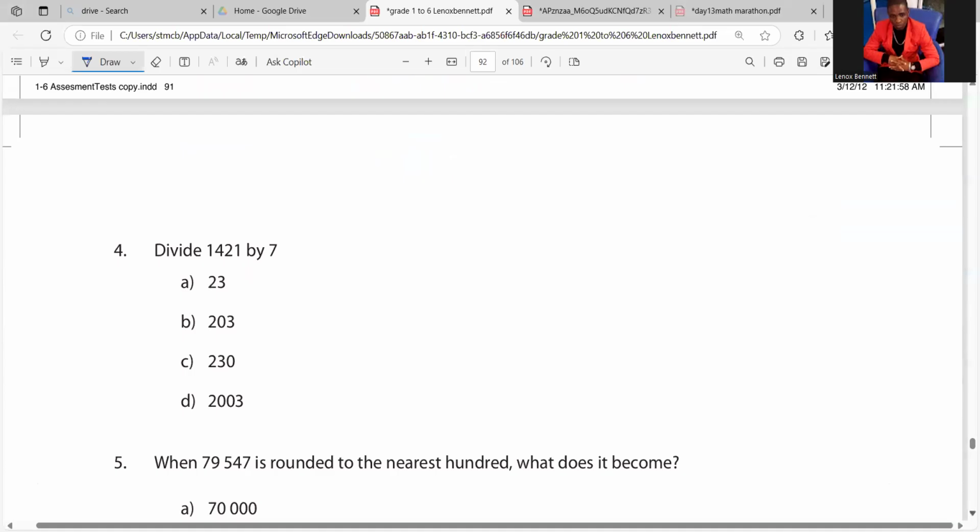Divide 1421 by 7. 1421 by 7. This is the speed section.